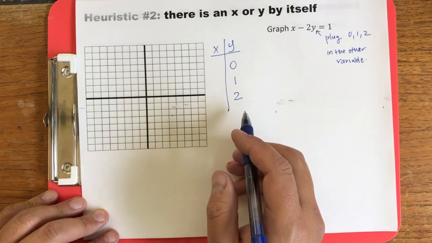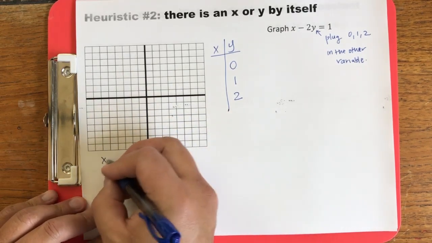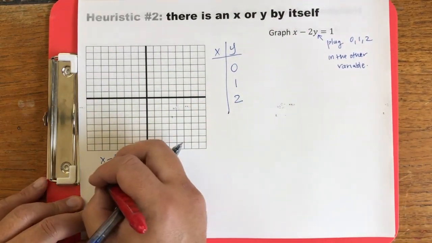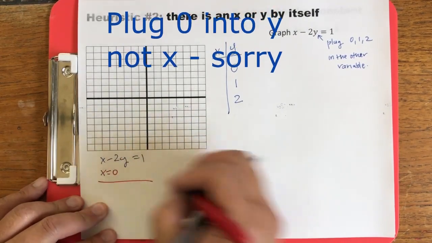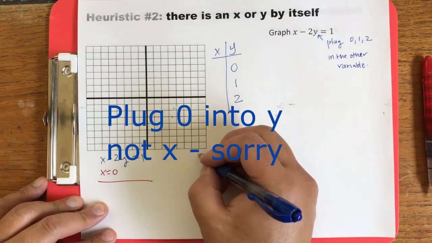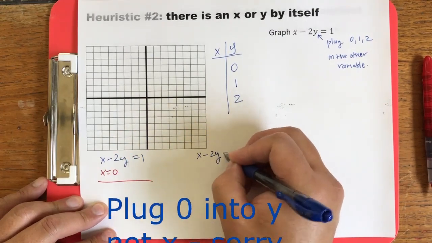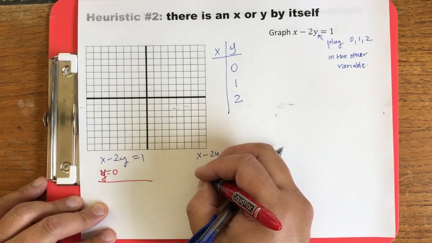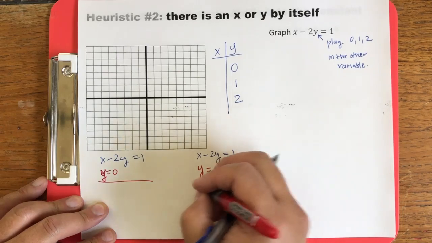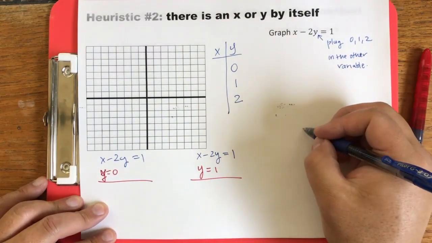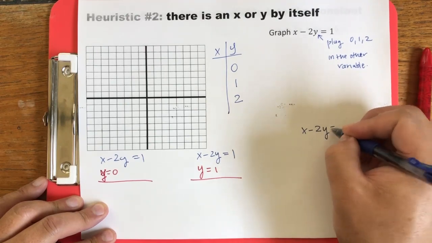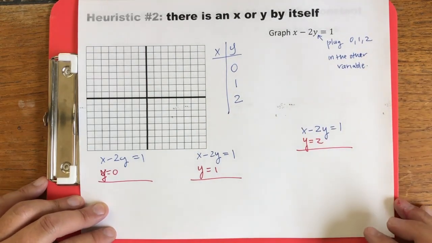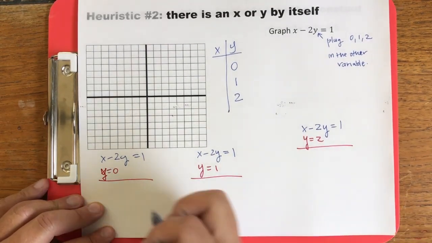So when I look at this problem, the first problem I have is x minus 2y equal to 1. And we're going to plug in x equals 0 for the first problem. The next problem will be x minus 2y is equal to 1. And this time we're going to plug in y equal to 0. In this case, we're going to plug in y is equal to 1. And on this last one, we're going to go x minus 2y is equal to 1, and we're going to plug in y is equal to 2. Okay. Now, let's solve each one of these problems.